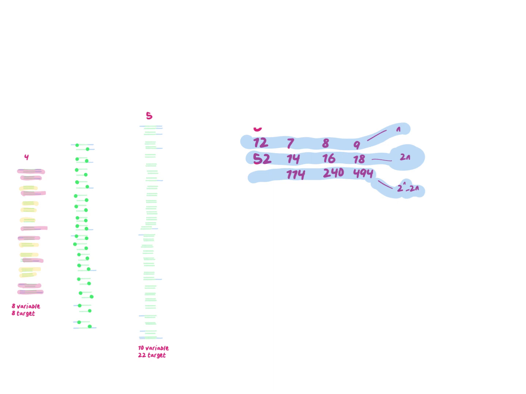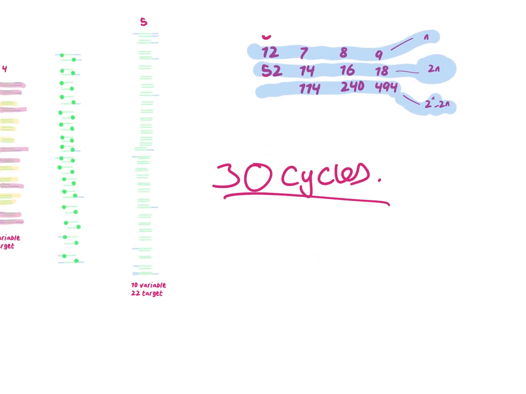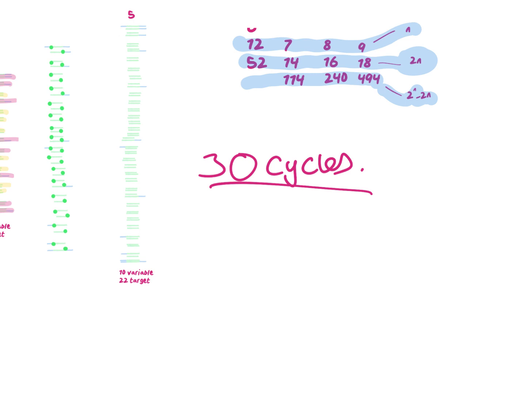So if we do an example, we can extend this to let's say 30 cycles. So after 30 cycles, what will the number of target length DNA fragments be versus the number of variable lengths? So just pause it for a second and give that a go. Okay, so for the target length DNA fragments, we would do 2 to the power of n. So here n is 30. We can see n being 30 here.